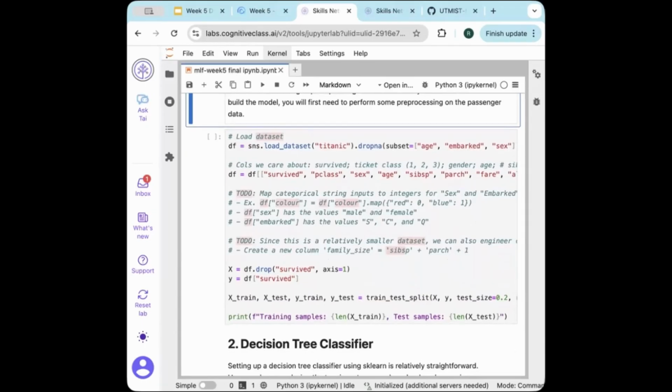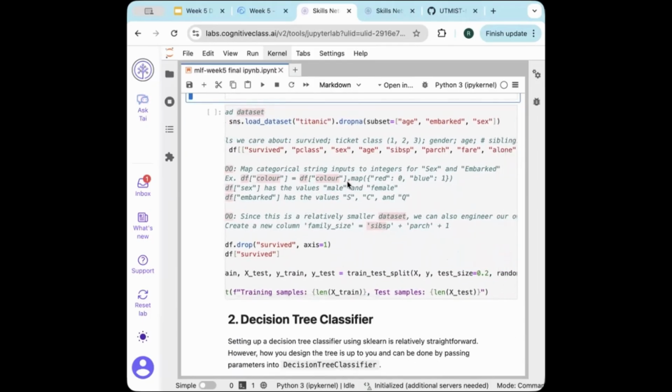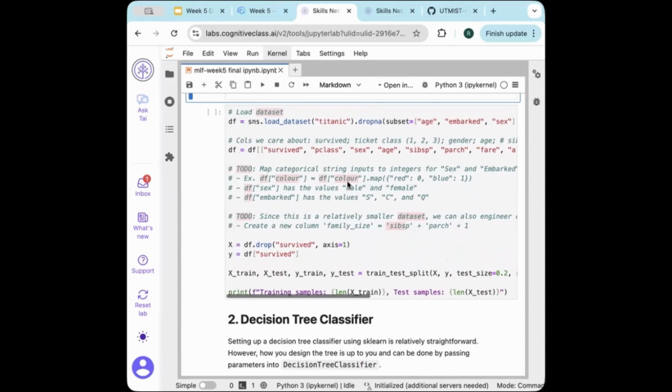The first thing to do here is mapping categorical data's string inputs to integers for sex and embarked. Let's understand what it means first. For example, if there are two options for colors, red and blue, we are going to map them to 0 and 1. So instead of being represented as strings, they're going to be represented as numbers. In our case, we're going to do the same with sex and embarked. For sex, the options are male or female. And for embarked, we have three options, S, C, and Q.